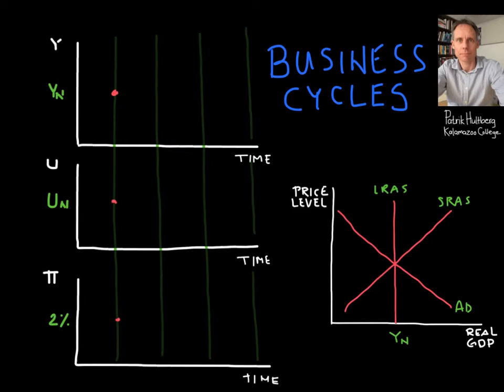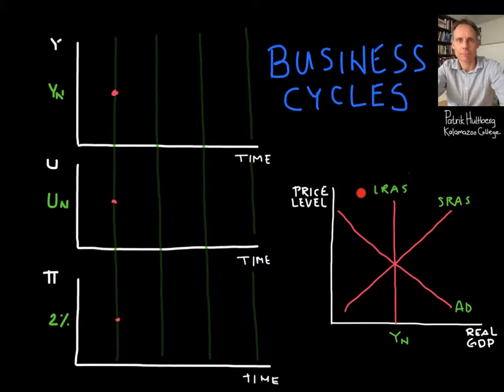Hello. Let's think about the question, why do all economies experience economic fluctuations or business cycles? To answer this question, we use the aggregate demand, aggregate supply framework. The aggregate demand curve is the sum of consumption spending, investment spending, government spending, and net exports.